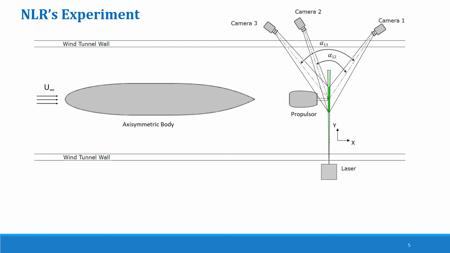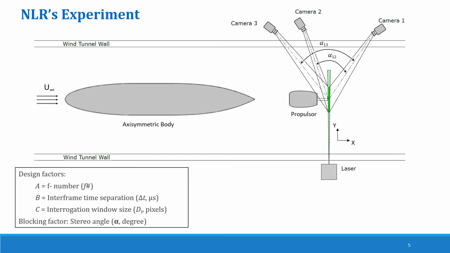Now let's come back to the experiment of NLR and their requirement of uncertainty quantification. I propose them to consider f-stop, delta t and interrogation window size as design factors and the stereoscopic angle as a blocking factor. The main difference between the design and blocking factors is that the levels of the design factors are changed randomly, whereas the levels of the blocking factor are constant.